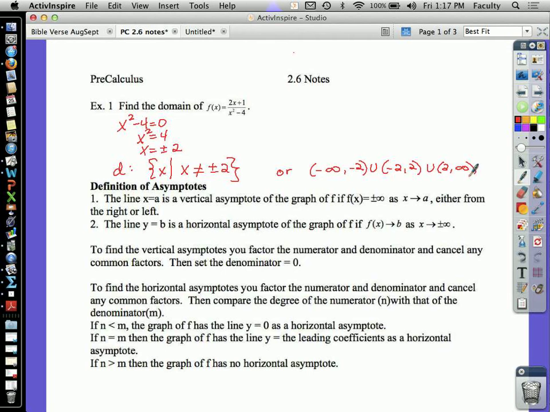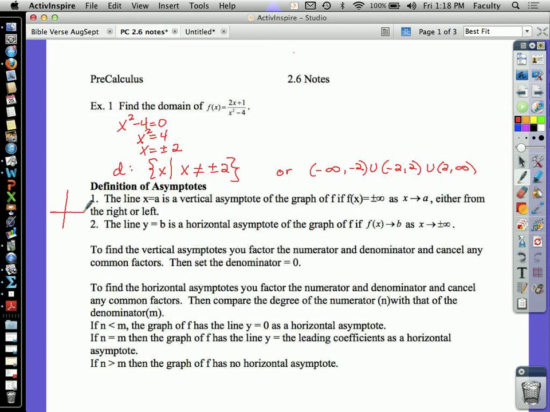All right, now let's talk asymptotes. The first asymptote we're going to look at are the vertical asymptotes. We cannot formally define it until we get to calculus next year. However, we can do our best to try to describe it as clearly as we can with the math that we know. It says the line x equals a is a vertical asymptote of the graph of f if f of x is approaching positive or negative infinity as x approaches some number a, either from the left or from the right.